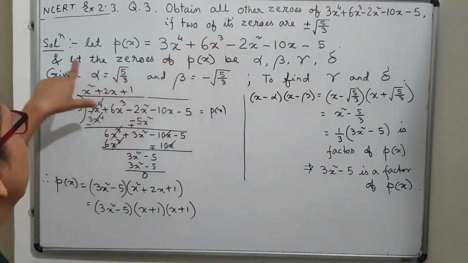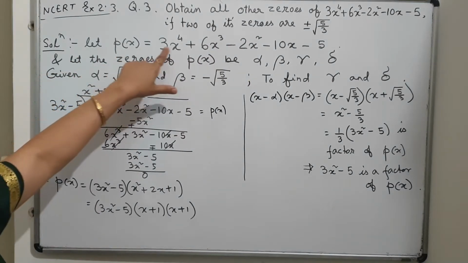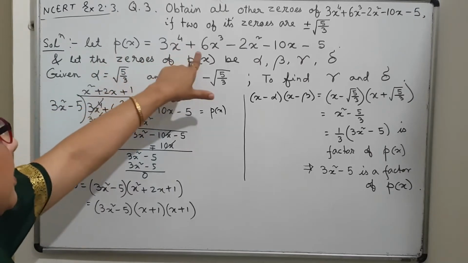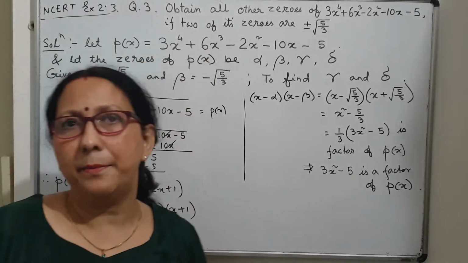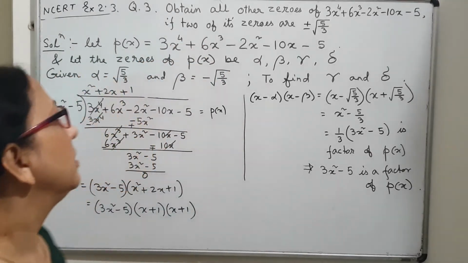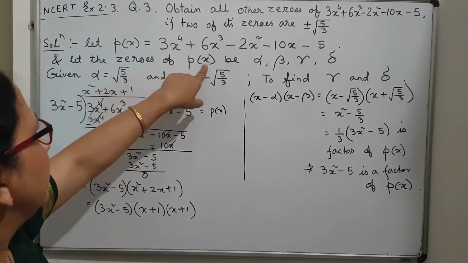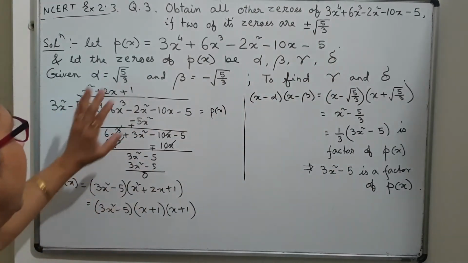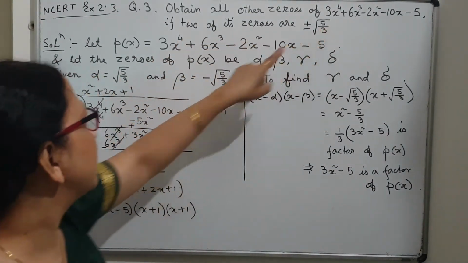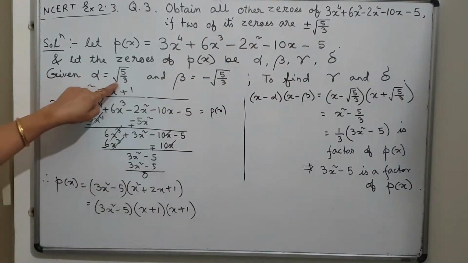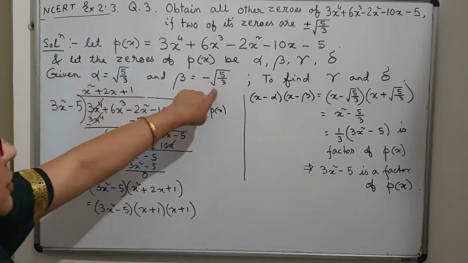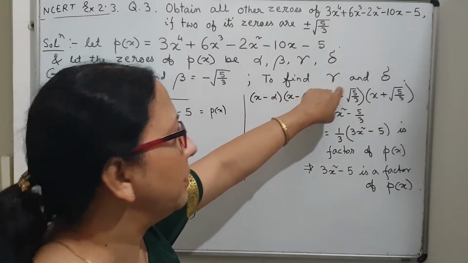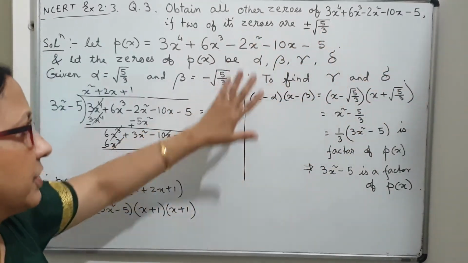So the given polynomial is a biquadratic, degree is 4. So I have written this as p(x). So degree 4, so it will have 4 zeros. So let the zeros be alpha, beta, gamma and delta. Okay. Now given that two of its zeros are this, so I take, let alpha be root 5 upon 3 and beta be minus root 5 upon 3. So we have to find the remaining two zeros, gamma and delta. So this is the question.